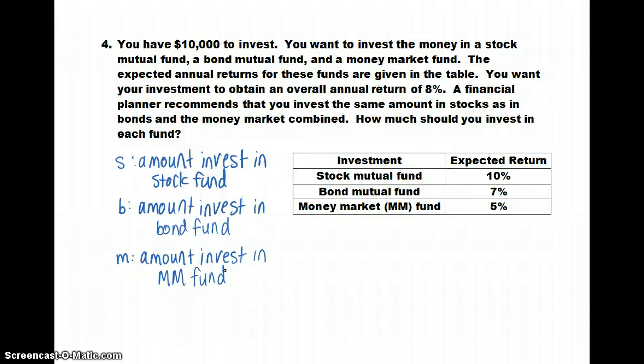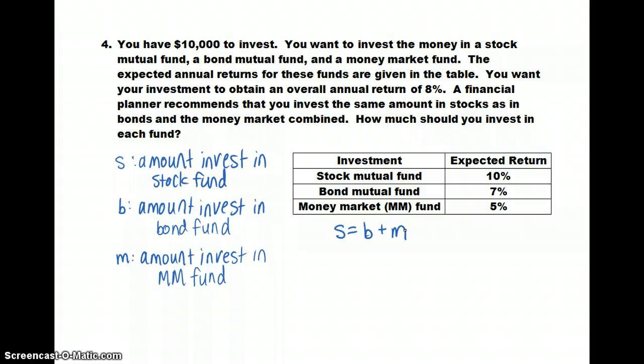So I've got my three variables. So now I should be able to write three linear equations for them. The first equation I'm going to write, I'm going to take a look at this last sentence they tell us. It says that a financial planner recommends that you invest the same amount in stocks as in bonds and the money market combined. So that means that the amount I invest in stocks should equal the amount I invest in bonds plus the amount I invest in the money market. So there's my first equation. All right, S equals B plus M. First equation done. Moving on to the second equation.